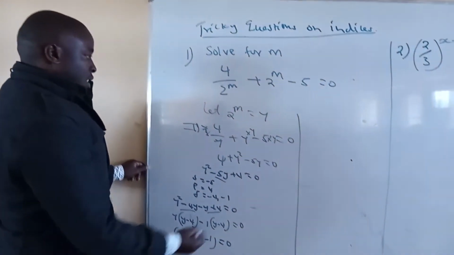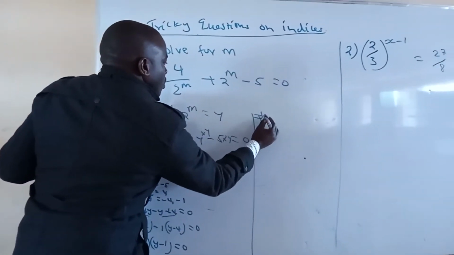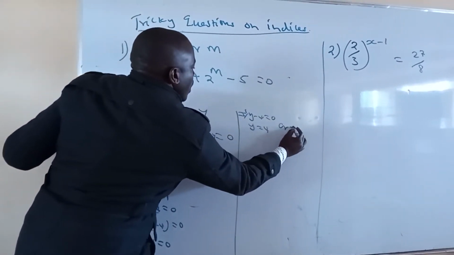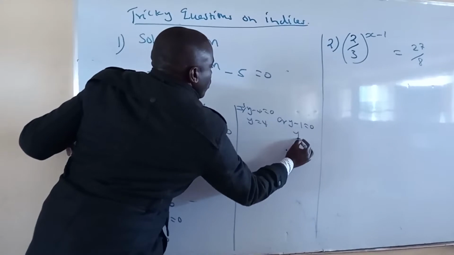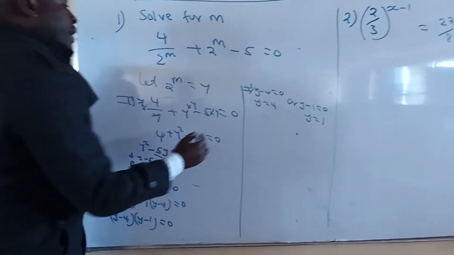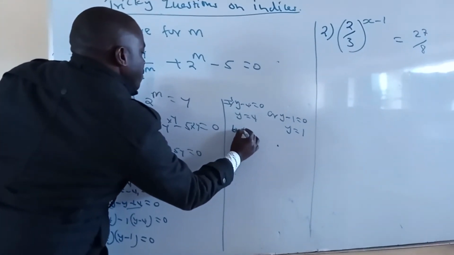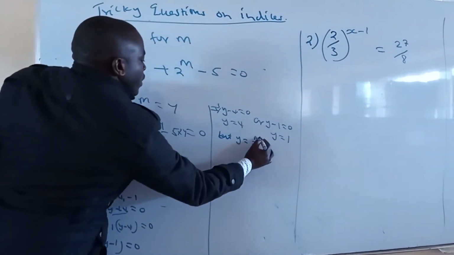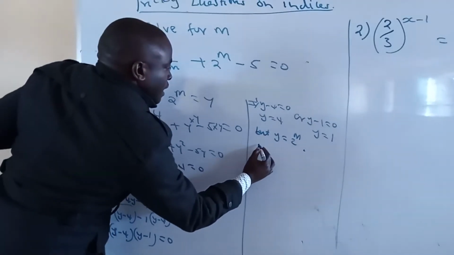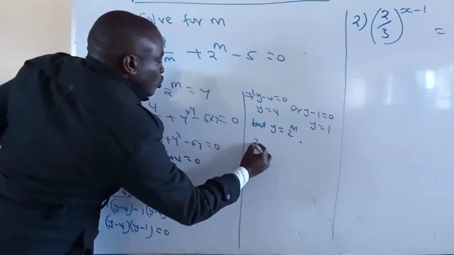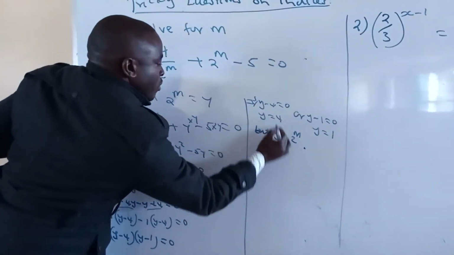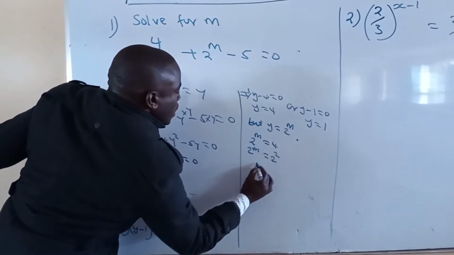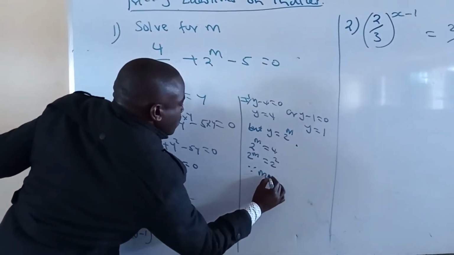So this implies that y minus 4 equals to 0, and therefore y equals to 4, or y minus 1 equals to 0, and therefore y equals to 1. But I know that y equals to 2 power of m. It implies that 2 power of m equals to y, which is 4, meaning that 2 power of m equals to 2 power of 2, and therefore m equals to 2.